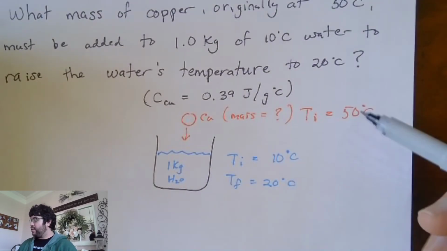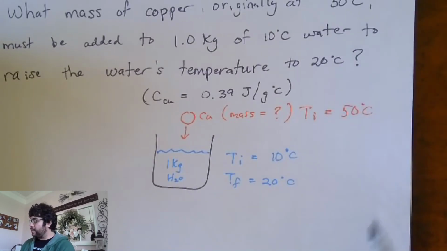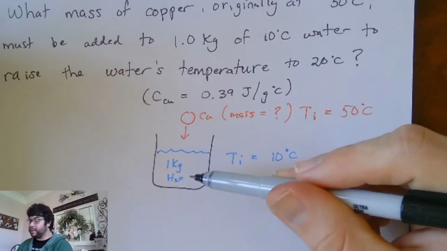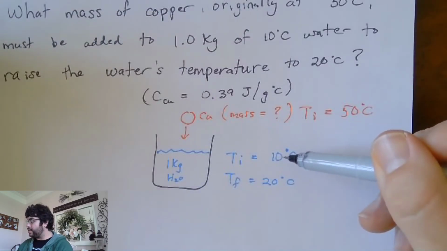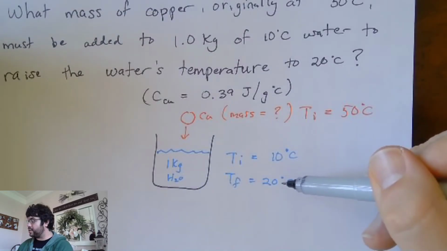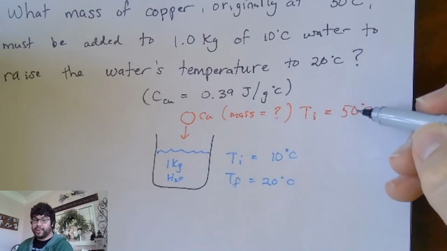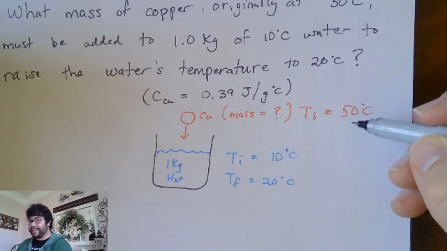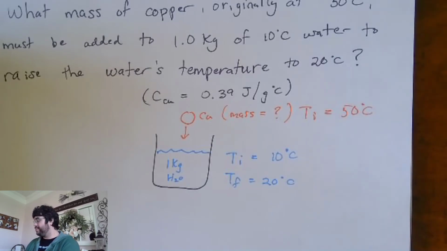So what we're going to do here is say, okay, I've got this water, it's 1 kilogram in mass, and I want to know if I wanted to get it from 10 degrees Celsius to 20 degrees Celsius, and I had copper that was 50 degrees Celsius, how much copper would I need to do that process? That's going to be a lot of copper, I'm sure.